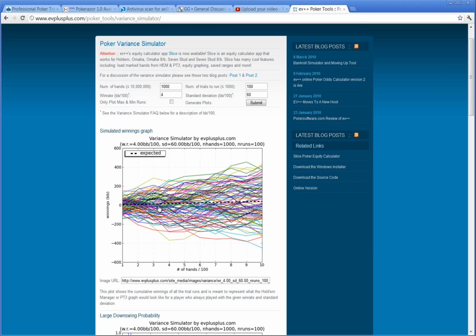Is that just 10 hands? No, surely not. That's 1,000 hands. There's our expected value. So if we assume that I'm winning 4 big blinds per 100 in the videos that I'm making, and I make 10 videos of me playing at tables, with each having about 100 hands, that's about what you'd expect my winnings to look like.